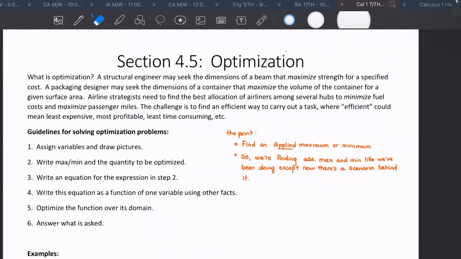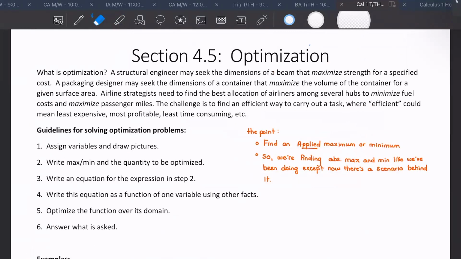Given. So what is optimization? A structural engineer may seek the dimensions of a beam that maximize strength for a specified cost. A packaging designer may seek the dimensions of a container that maximize the volume of the container for a given surface area. Airline strategists need to find the best allocation for airlines among several hubs to minimize fuel costs and maximize passenger miles. So we're trying to be efficient, pretty much.